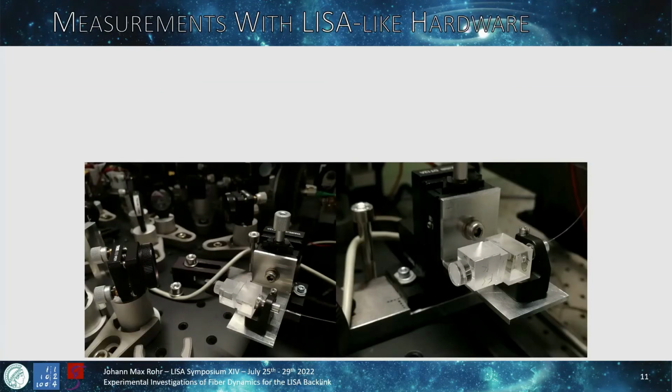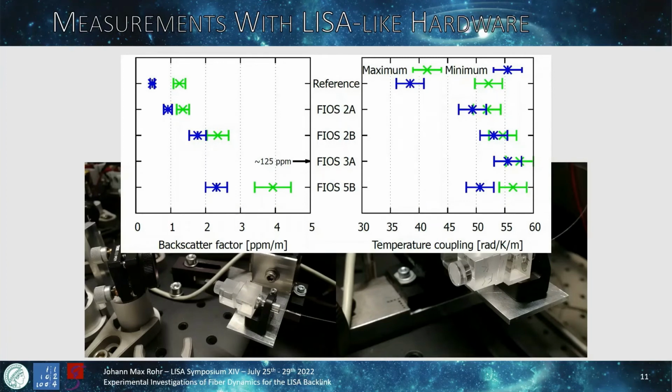Additionally, we also performed tests in backscatter and temperature coupling with LISA-like FIOSes, and we found that the values agree with the measurements we did in radiation campaigns, except for FIOS 3A, which unfortunately had a broken fiber, and all other measured values are relatively high, which can be explained by the overall shorter fiber length compared to the reference measurement. With the FIOS, we only have 1 meter of fiber, and the reference measurement always used 4 meters of fiber, and so we have in the end lower averaging and so are more prone to measurement errors here.